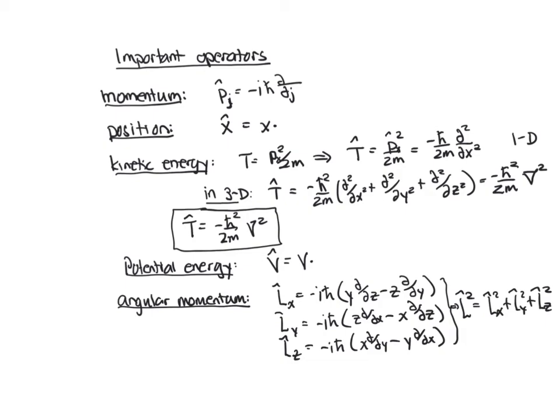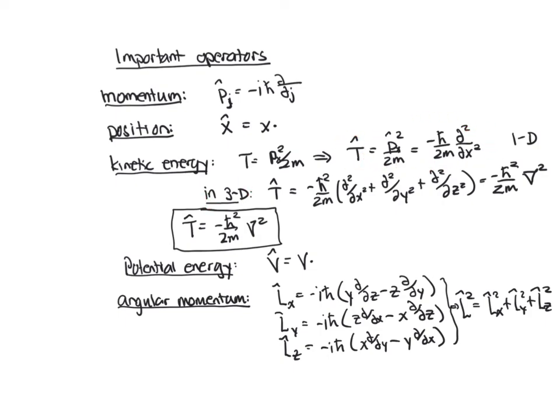So it's probably useful to collect all the operators that we'll be using this semester together in one place so that you have an easy place to find them. The linear momentum depends on what direction we're looking at, and it's minus i h bar, take the derivative with respect to that direction. For position, we just multiply by the position, x, y, or z. The kinetic energy is momentum squared divided by 2 times the mass. And so we just take the momentum operator, square it, and divide by 2 times the mass to get our kinetic energy operator. So that would be in one dimension.